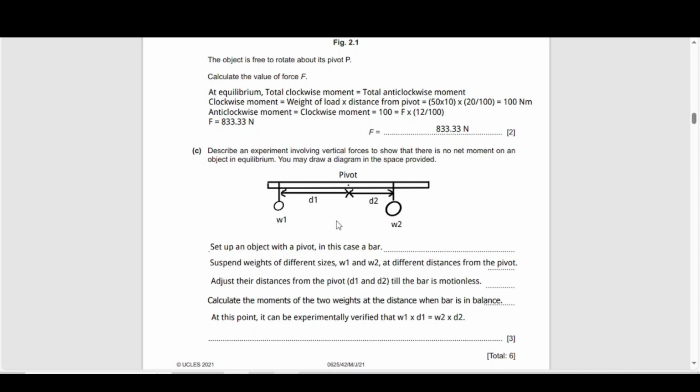And then at this particular point where the bar is balanced, W1 D1 has to be equal to W2 D2, i.e. the product of this force and this distance has to be equal to the product of that force and that distance, which is where we know that there is no net moment and the object is in equilibrium.